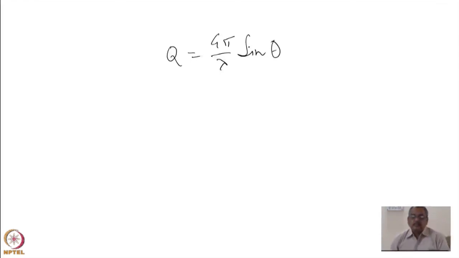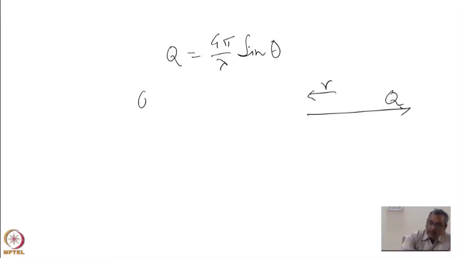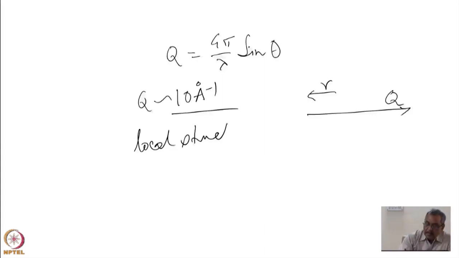Invoking quantum mechanics, we know that if we are going to see smaller and smaller r, because of the Fourier transform from Q space, I need to go to larger and larger Q values. Now, typically in our crystal diffractometers, the Q values were of the order of 10 angstrom inverse. But now I am looking for local structure, and I need to go to large Q. So large Q is desirable.